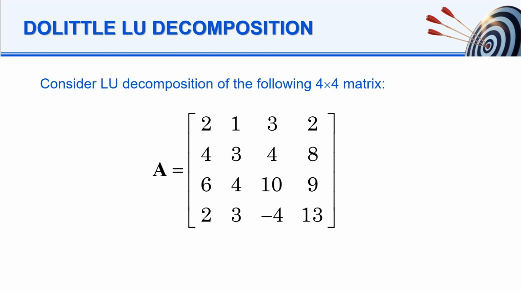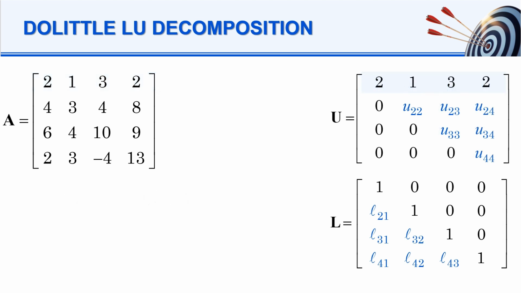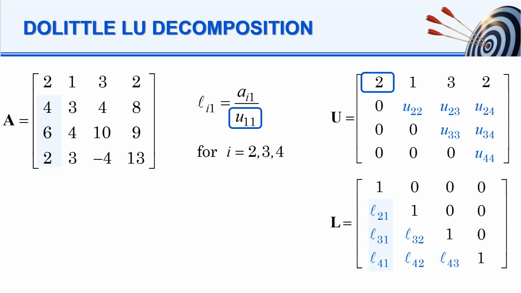Consider LU decomposition of the following 4x4 matrix. We start with the first rows of matrices A and U, and set the first row elements of A to those of U. Next, we compare the first column elements below the diagonal. U11 has already been found. Thus, we can obtain the elements of the first column of matrix L as follows.